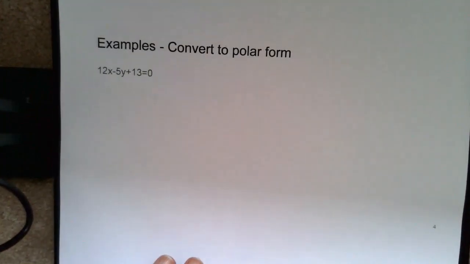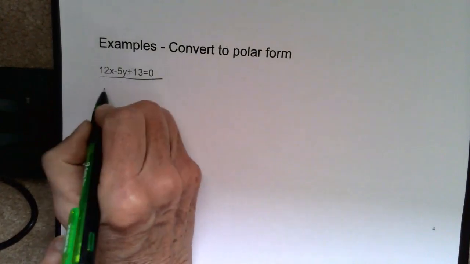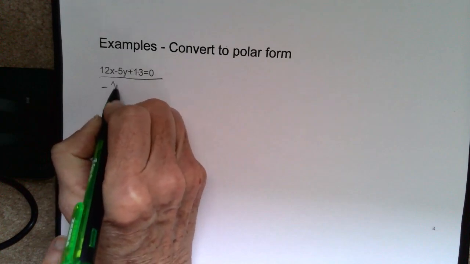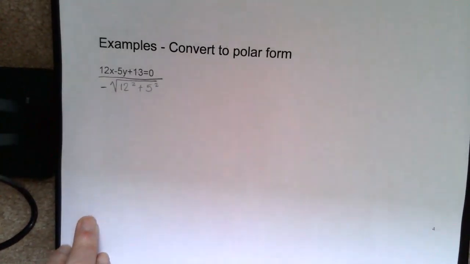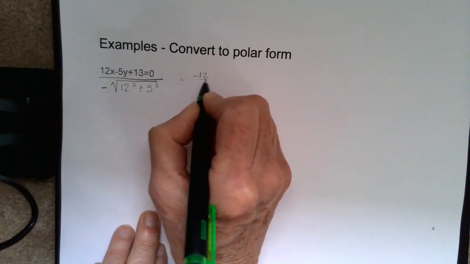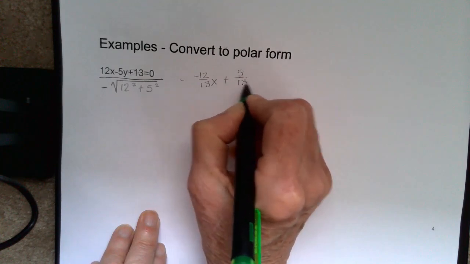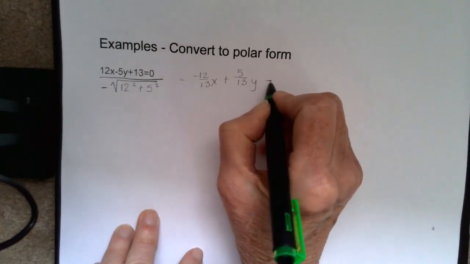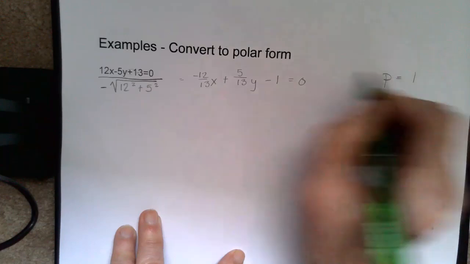All right, let's do another one. Again, this one's already in the right form, so I don't have to move anything over, but I'm going to divide by a negative value, because it's the opposite of the c, the square root of 12 squared plus 5 squared. So again, it's going to be 13. That part's the same. So that's going to give me a negative 12/13 x plus 5/13 y minus 1 equals 0. So p equals 1.